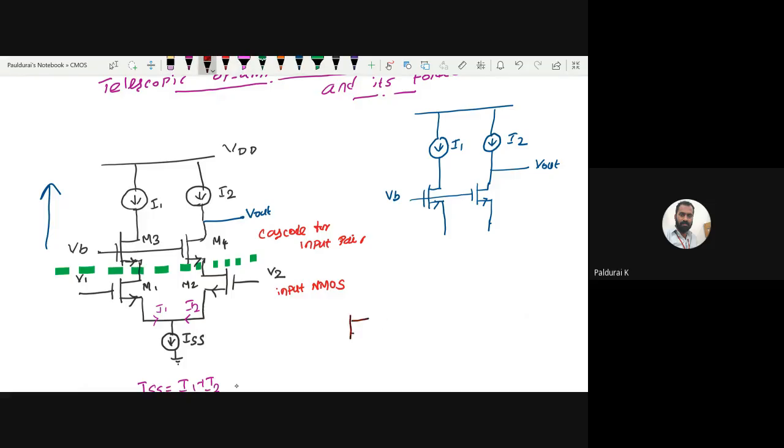PMOS input pair. This is my PMOS input pair, and you know how to sketch this, right? When drawing a PMOS input pair, where does the tail current source come? For an NMOS input pair, the tail current source is below. Here it will be above. So you want to be careful. This is my ISS, so it must be connected to VDD, right?